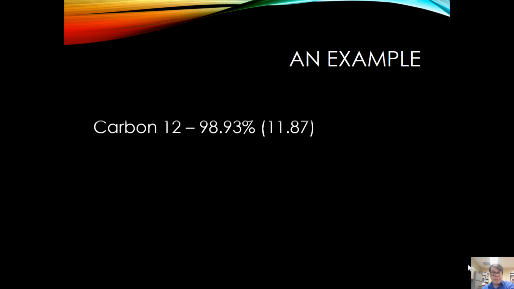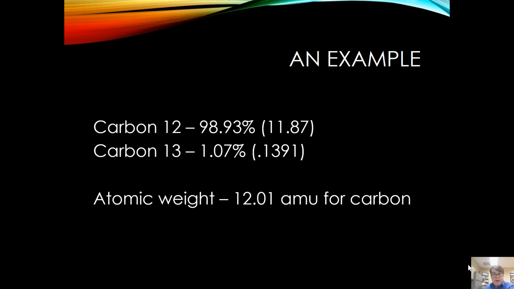So here's an example. 98.93% of the carbon in the world is carbon-12. So if you multiply 12 by 0.9893, you get basically 11.87. Carbon-13 is the next most plentiful isotope, with 7 neutrons in the nucleus. Only 1.07% of the carbon in the world is carbon-13, which if you multiply 13 by 0.0107, you get something like 0.13, 0.14. Okay, so if you take these and add them together, you get 12.01.